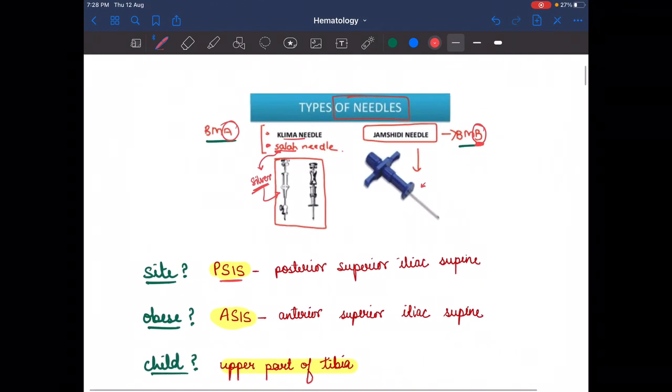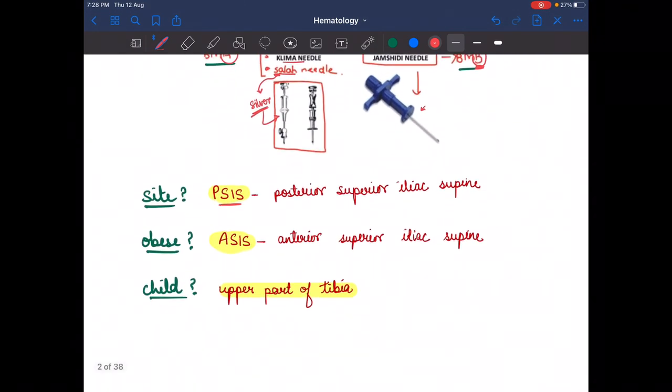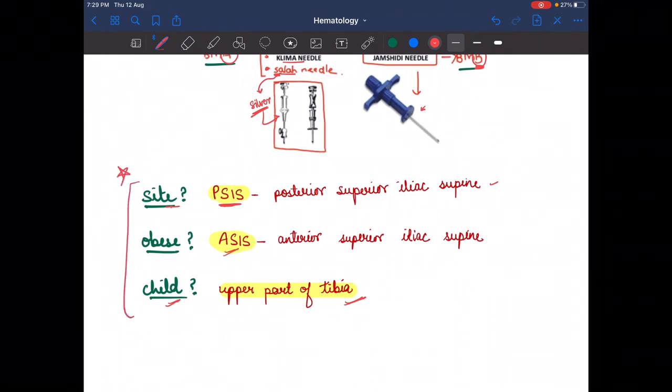Now the most common site. The most common site where we do this biopsy and aspiration is PSIS, that is posterior superior iliac spine. And if the person is obese, then we do the anterior superior iliac spine. Or if we have to do it on a child, then we can use the upper part of the tibia. For bone marrow aspiration or biopsy, we use these three sites. Please remember it, it is very, very important.